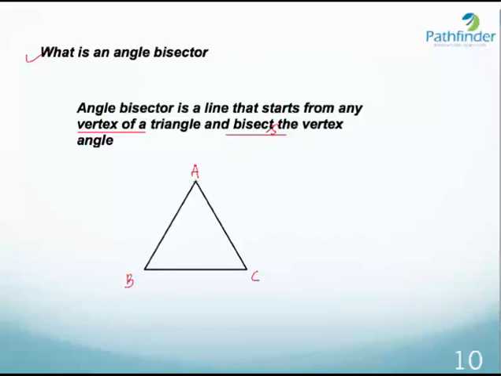And here we have a line drawn from A which cuts the line BC at point D, and this AD divides angle A into two equal parts as is indicated here. So this is also x degree and this is also x degree. So AD is our angle bisector.